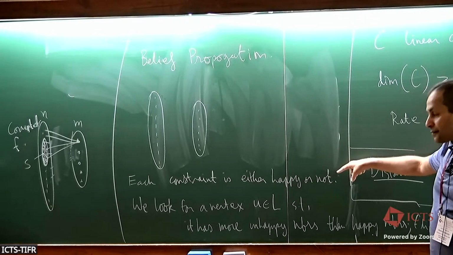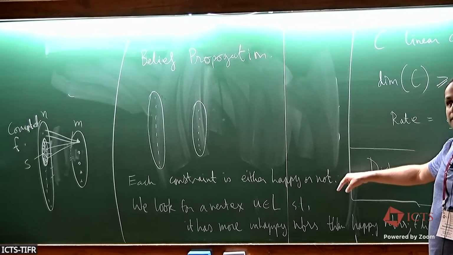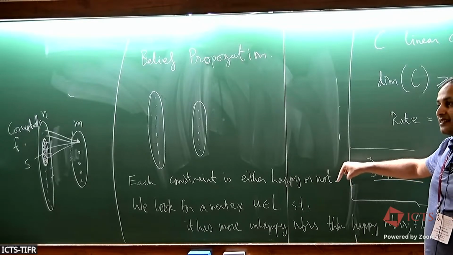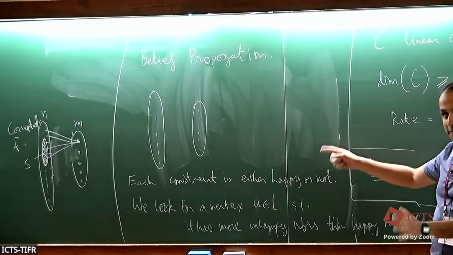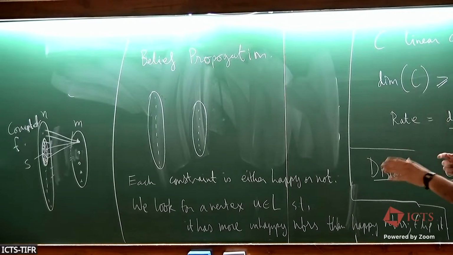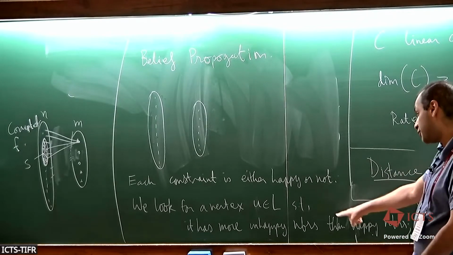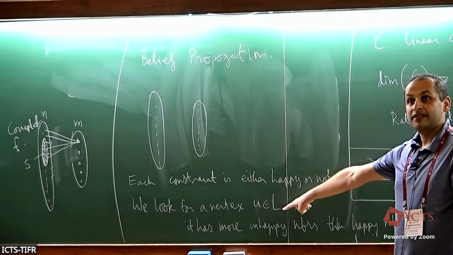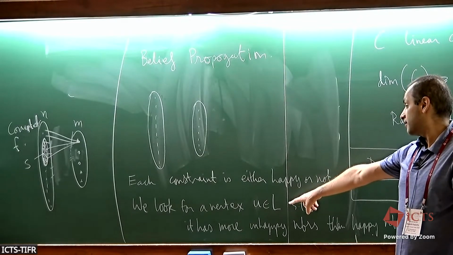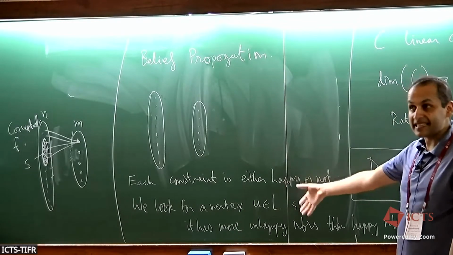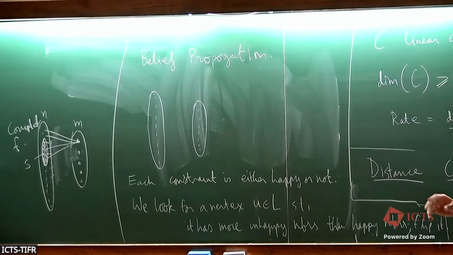There is a clear progress measure. What's the progress measure? Number of happy constraints or unhappy constraints. Number of unhappy constraints keeps reducing because we are only going to look for such a vertex. That there is such a vertex is not clear, but there will always be such a vertex. So as you keep going.